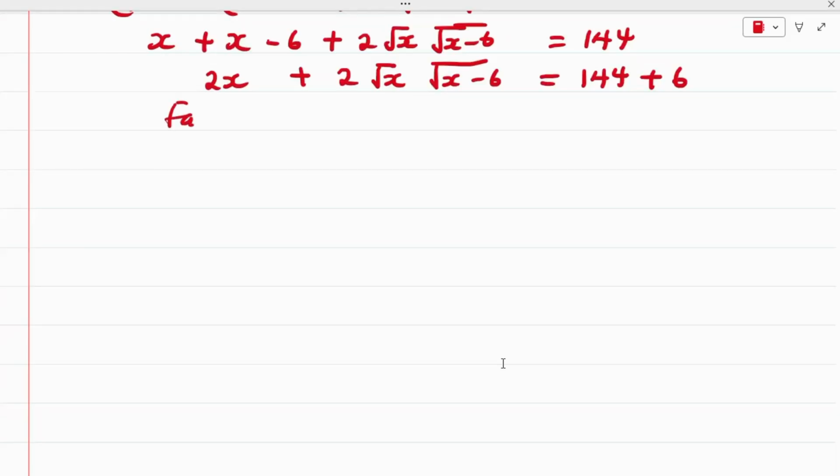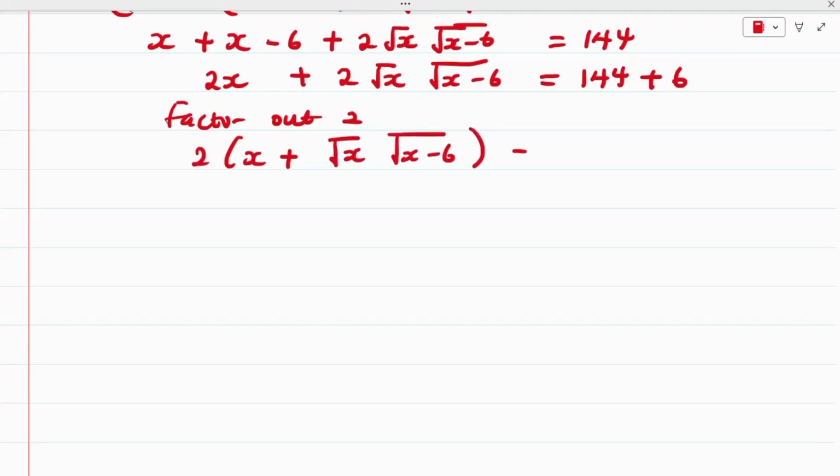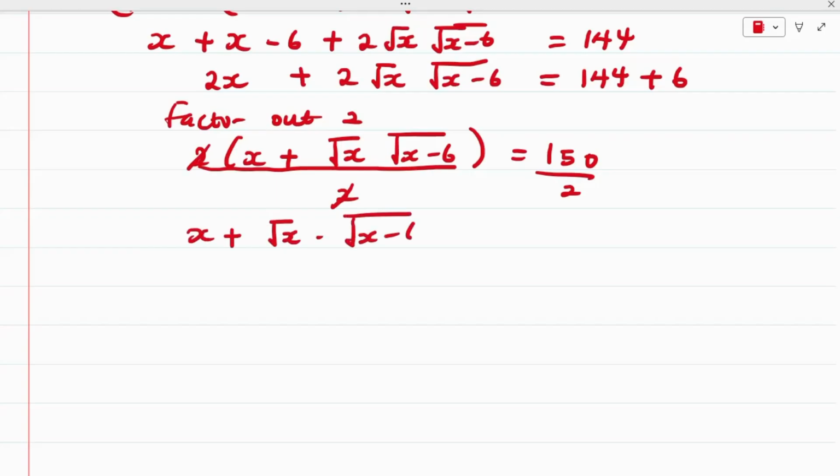So if you factor out 2 from the left hand side, we have this to be x plus the root of x times the root of x minus 6, and this is equal to 144 plus 6 is 150. So divide both sides by 2 right here. So this is going to cancel out this. So we have x plus the root of x multiply the root of x minus 6, and this is equals to 2 into 150, we have this to be 75 right here.